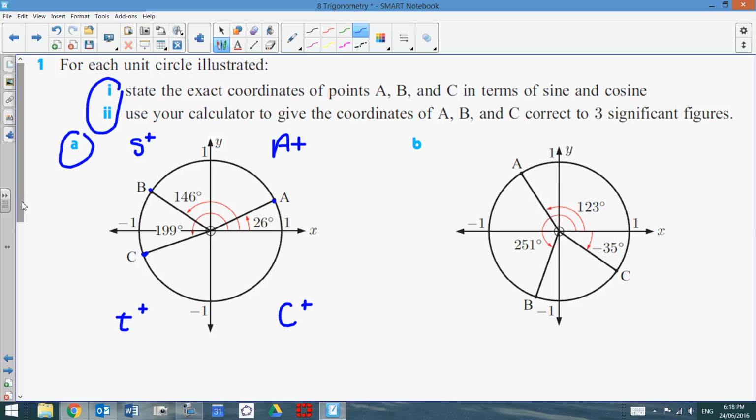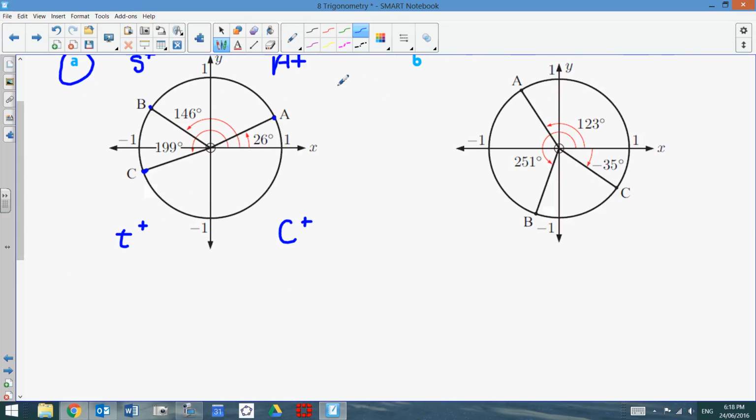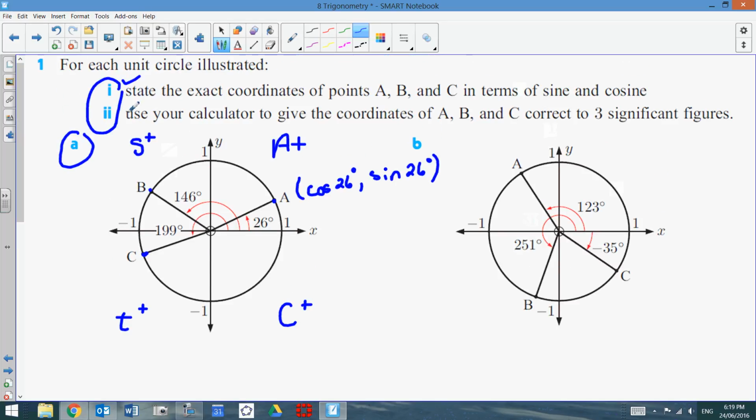If we are going to be asked to state the exact coordinates of A, for example, well, point A is at 26 degrees. The x coordinate is going to be cosine of 26 degrees. The y coordinate is going to be sine of 26 degrees. Okay? If I'm going to write this, I've already checked off part I, state the exact coordinates in terms of sine and in terms of cosine.